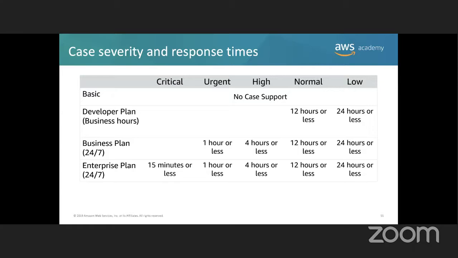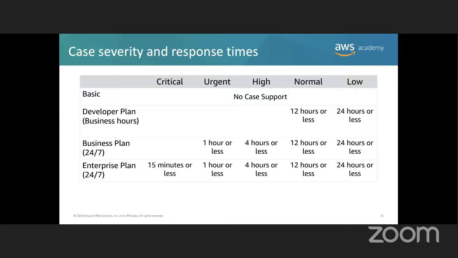Now, when you get to the enterprise, remember you're paying so much money for this. Enterprise is 24/7 as well, but for critical matters, they have a 15 minutes or less turnaround. That's super fast, right? And if it is urgent, it's 1 hour, 4 hours, 12, and 24.